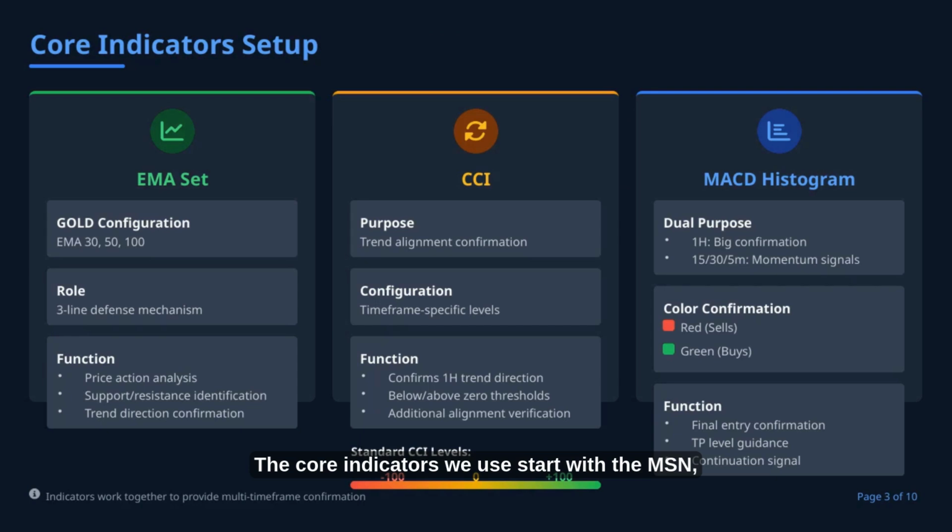The core indicators we use start with the EMA set, configured at 30, 50, and 100 periods, which form a 3-line defense mechanism. These moving averages help us analyze price action, identify key support and resistance levels, and confirm the overall trend direction. Next, the Commodity Channel Index, or CCI, is set with timeframe-specific levels to align with trends and confirm the direction on the 1-hour chart, using zero thresholds to validate if the trend is above or below this midpoint for additional alignment.